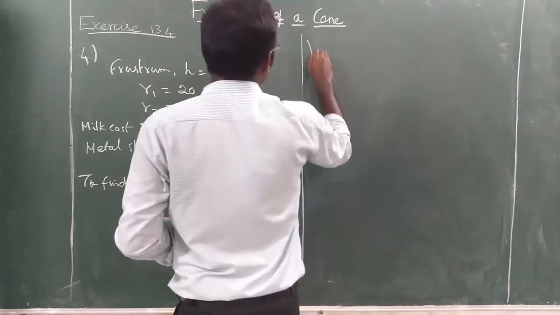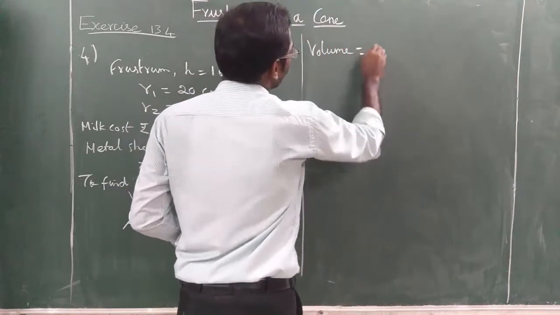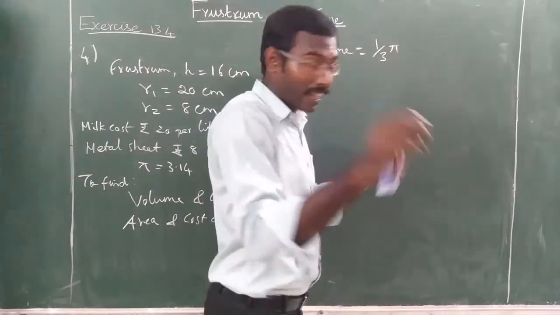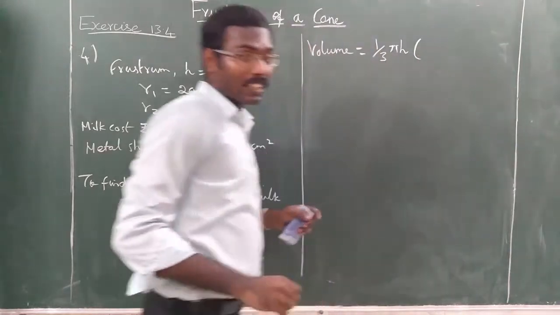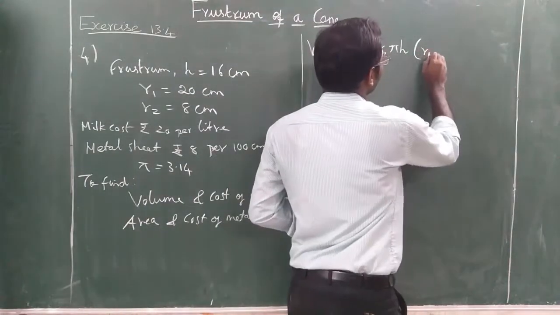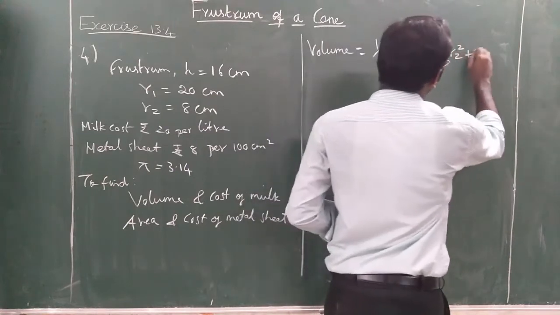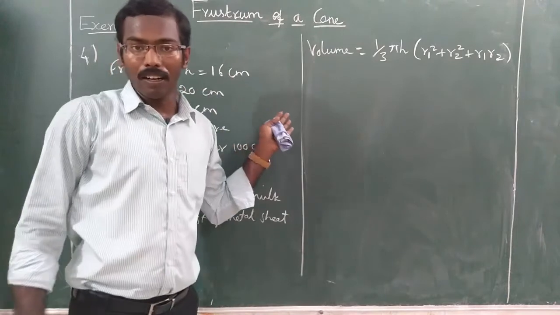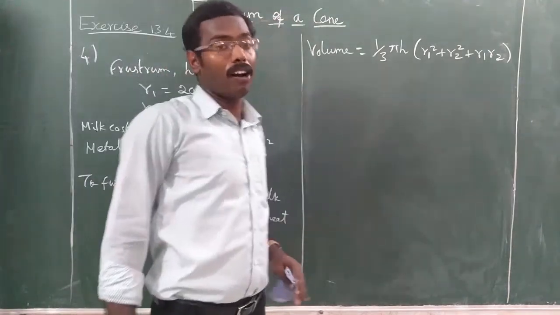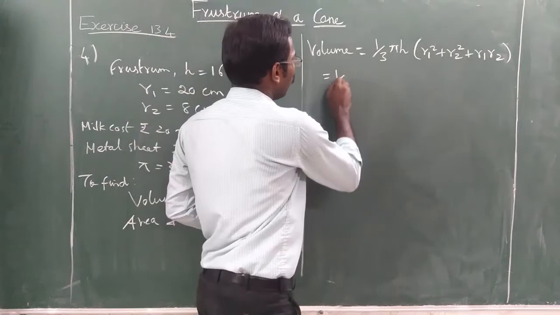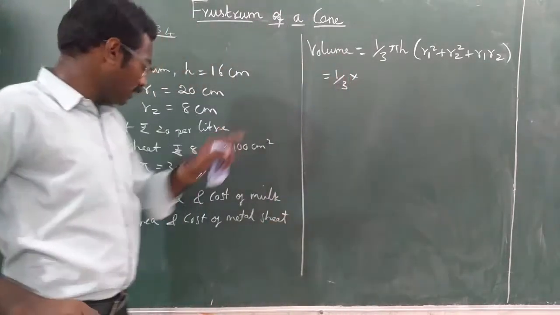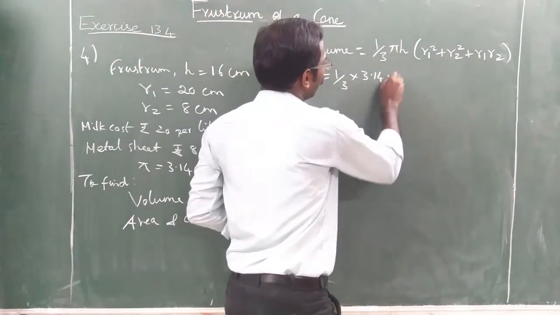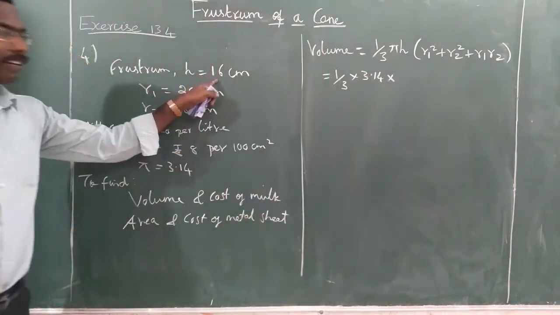So the volume formula. Volume is equal to, you remember, 1 by 3 pi r square. Don't write r square, write h. Instead of r square you will write r1 square plus r2 square plus r1 r2. If you want to draw a rough diagram, you can draw. You are familiar with this, so I am not drawing it. So equal to 1 by 3. The pi value should be used as 3.14. So write 1 by 3 into 3.14 into, what is the h value? The h value is given, 16.